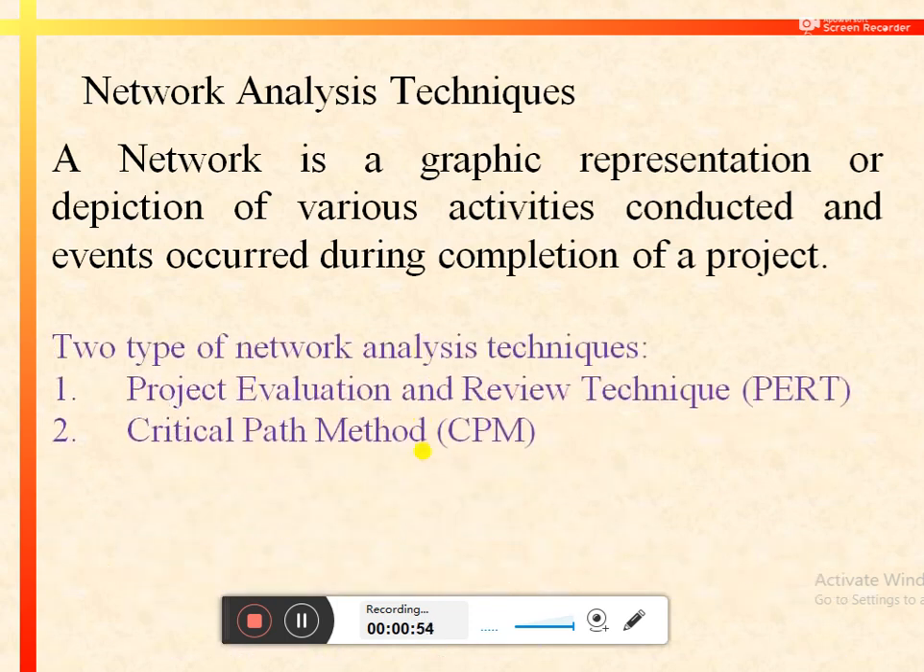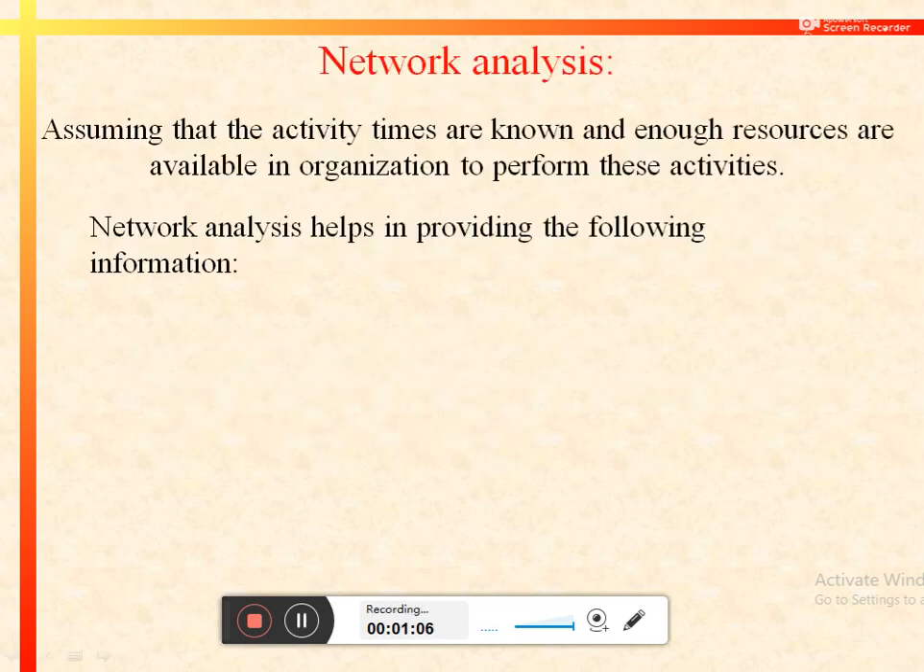Basically there are two types of network analysis techniques that we use in management science. These are the Project Evaluation and Review Technique and the Critical Path Method. A network that we draw for a particular project can provide us very vital information for decision making. Assuming that the activity times are known and enough resources are available in the organization to perform these activities, we can draw very important information by analyzing the network of the activities.